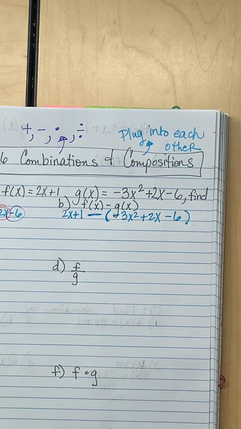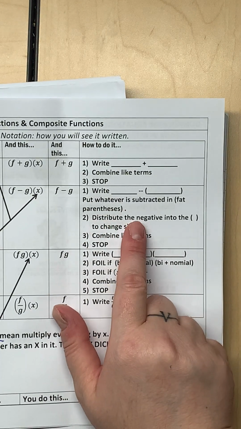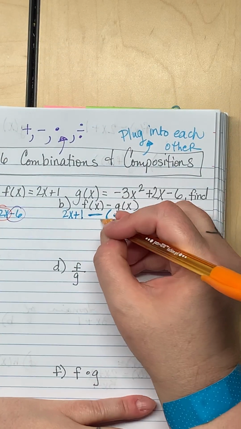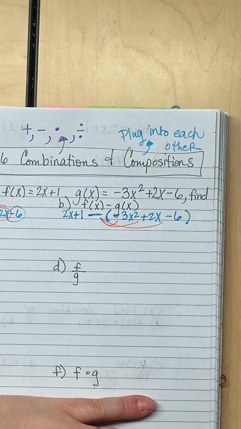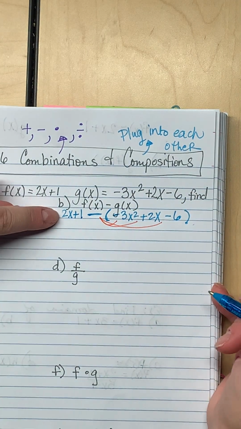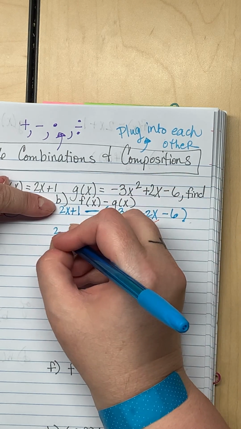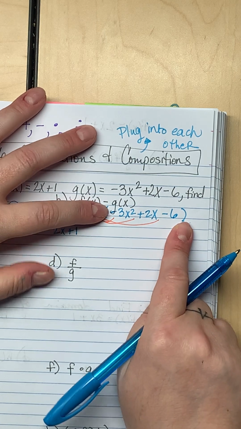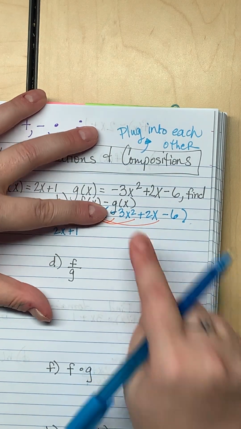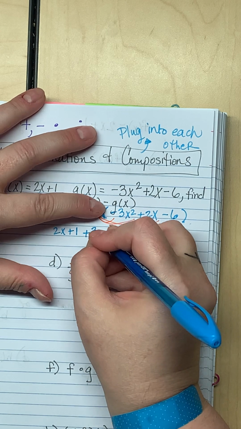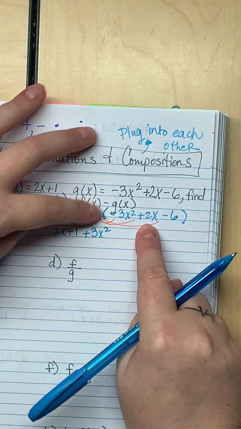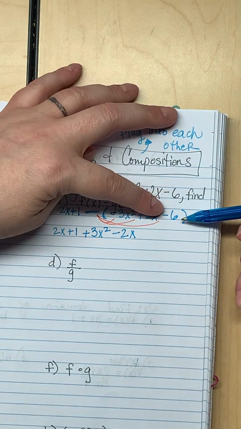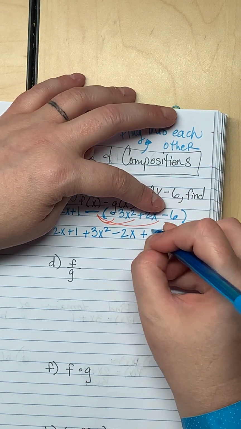Okay, good. Then it says distribute the negative into the parentheses. Combine like terms. Stop. Okay. So let's distribute into the parentheses. And when I do that, nothing happens to the 2x plus 1, so 2x plus 1. And then everything in the parentheses, the signs get changed. So no more minus 3. Now we have a plus 3x squared. No more plus 2. Now we have minus 2x. No more minus 6. Now we have plus 6.